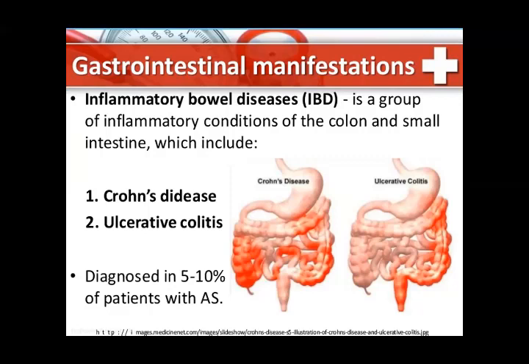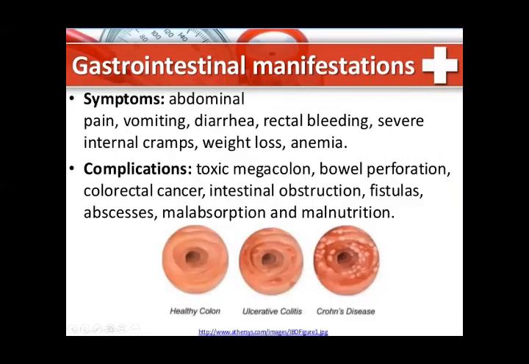So inflammatory bowel disease is a group of inflammatory conditions of the colon and small intestine, which are Crohn's disease and ulcerative colitis. In 5 to 10% of patients with Crohn's disease and ulcerative colitis, they can have ankylosing spondylitis. So enteropathic arthropathy involves the sacroiliac joints.